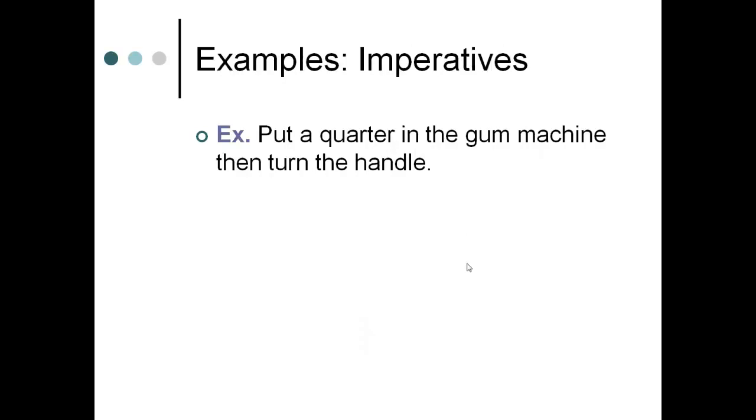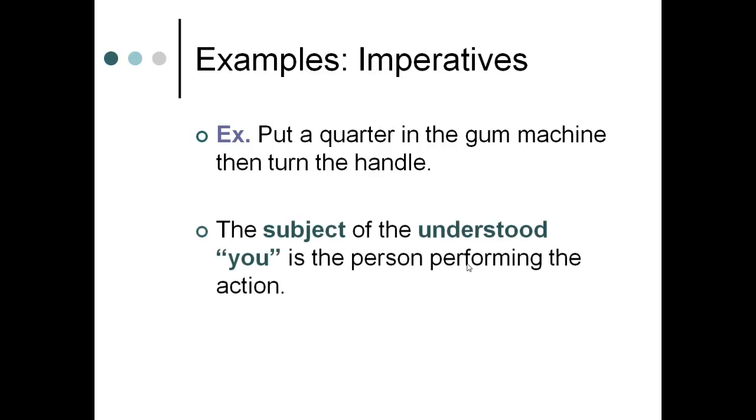Let's take an example of how to do that. Put a quarter in the gum machine, then turn the handle, right? Put a quarter in the gum machine, then turn the handle. Now, you can visualize telling someone to do this. They are the understood you. The subject of the understood you is the person performing the action. Let's say you were telling your little 5-year-old to put a quarter in the gum machine, then turn the handle. It's understood that you're talking to the 5-year-old.